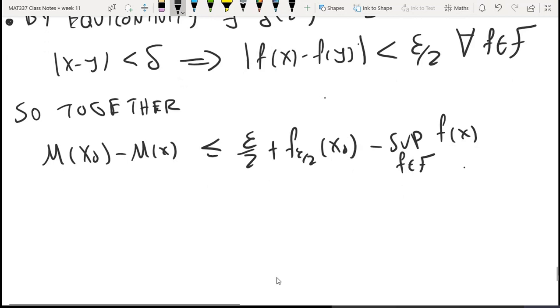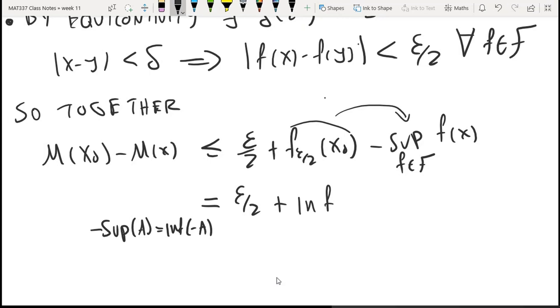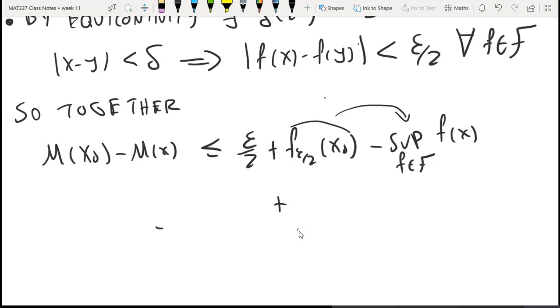Recall that if you have minus sup of something of a set, it is equal to inf of minus a. So we keep the epsilon outside, but we bring this guy inside. So you have plus inf, bad notation. Okay, I made a mistake. Fine. Let me do this again. Sorry, I apologize.